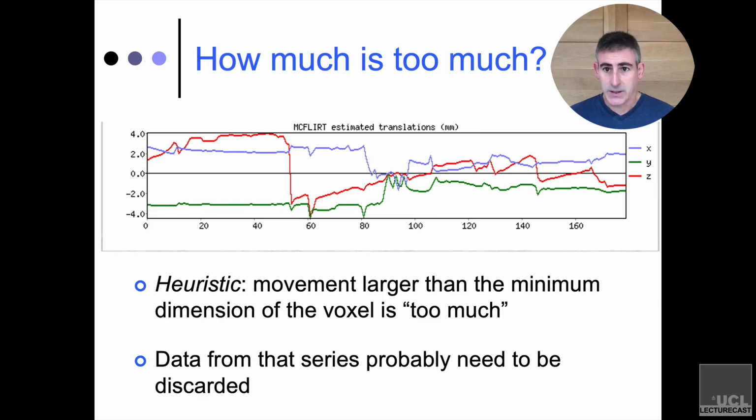The same is true here. That much head movement, more than the minimum dimension of a voxel, is outside the range of normal head movement, and it's outside of what we can easily correct through realignment.